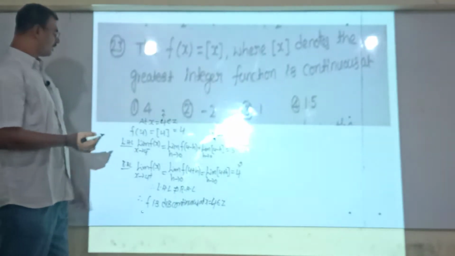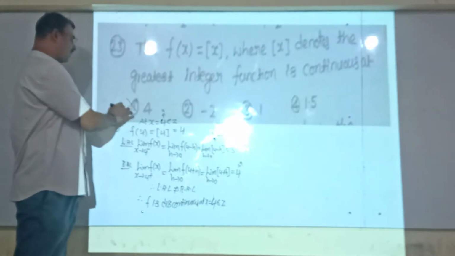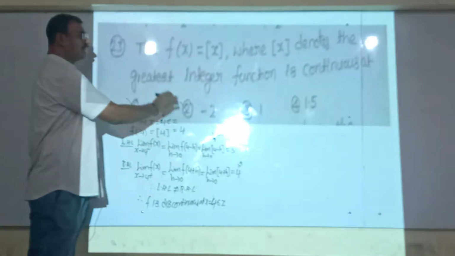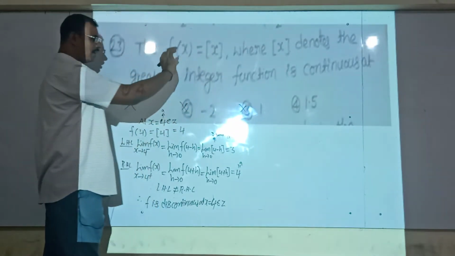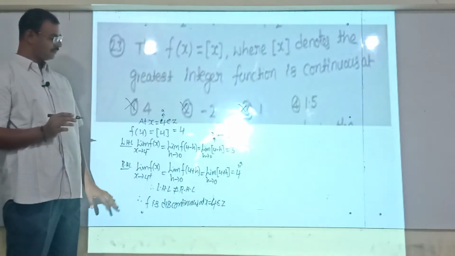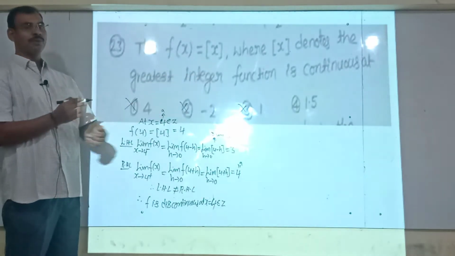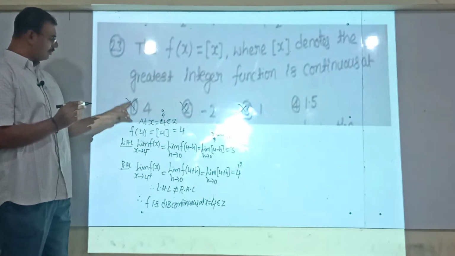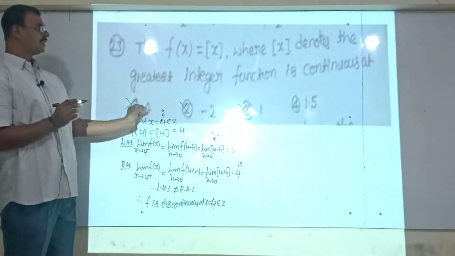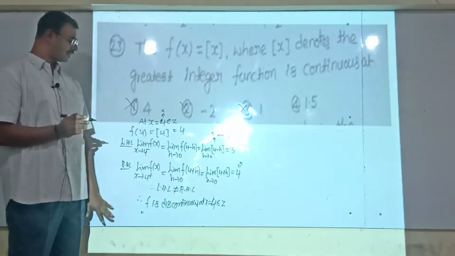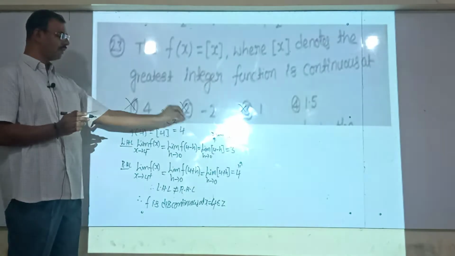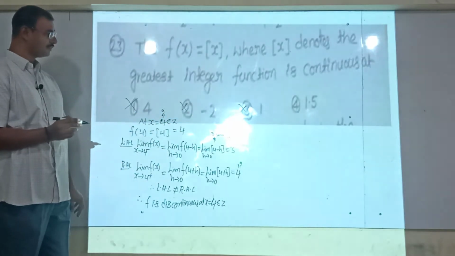So according to this, our first option is not correct. The question is asking where it is continuous. So these three options are not satisfied, so the answer might be the fourth one. Remember, the greatest integer function is discontinuous at all integers. Whatever integer you take, it is discontinuous.